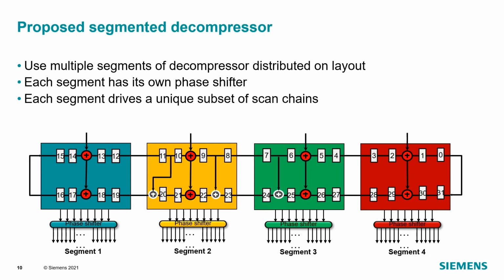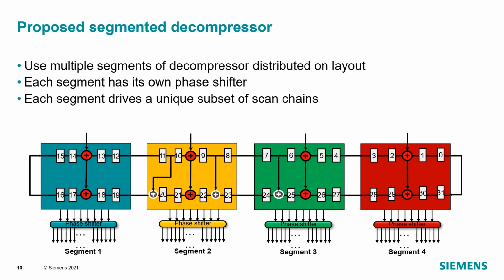This is the overall architecture of a segmented decompressor. As you can see, we still are using one ring generator to allow flow of information between the segments. A ring generator is naturally segmentable. Each segment of a ring generator is connected to its neighbor by just 2 wires. Here, however, each segment has its own phase shifter, which is driven only by the local flip-flops.